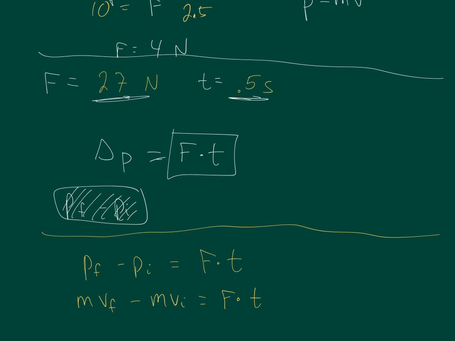Gus? MVI is 0. Yeah, one of these two would be 0. If the object started from rest, this drops off. This just becomes 0. If the object comes to rest at the end of the problem, this is 0.